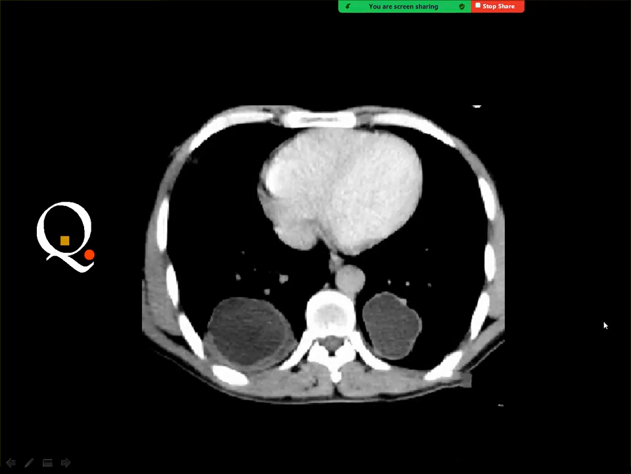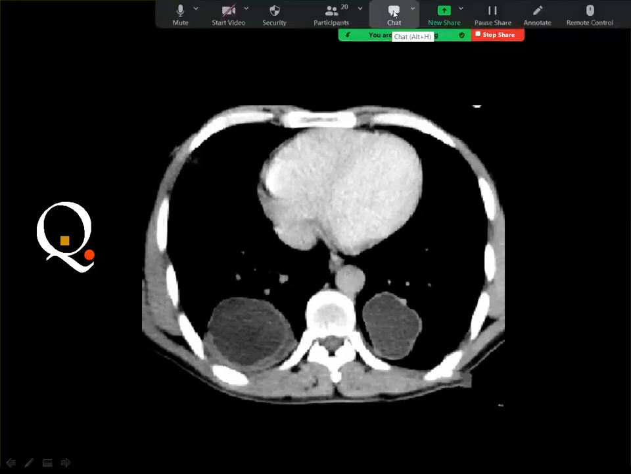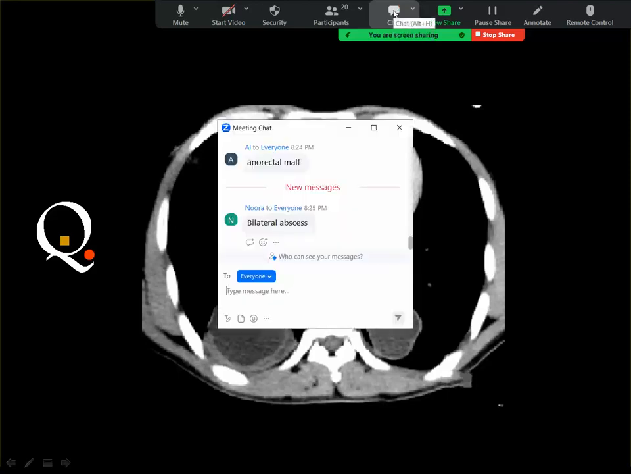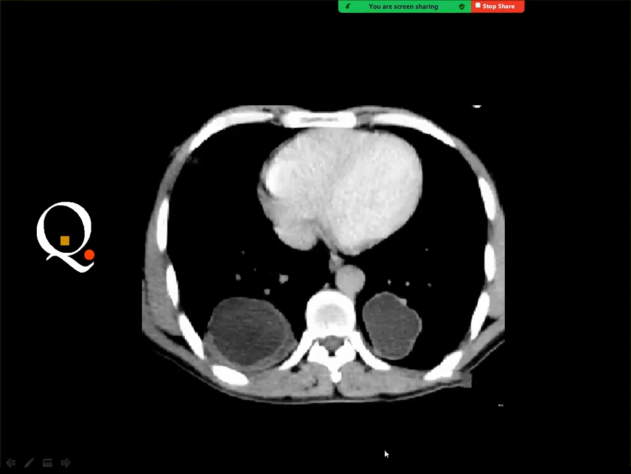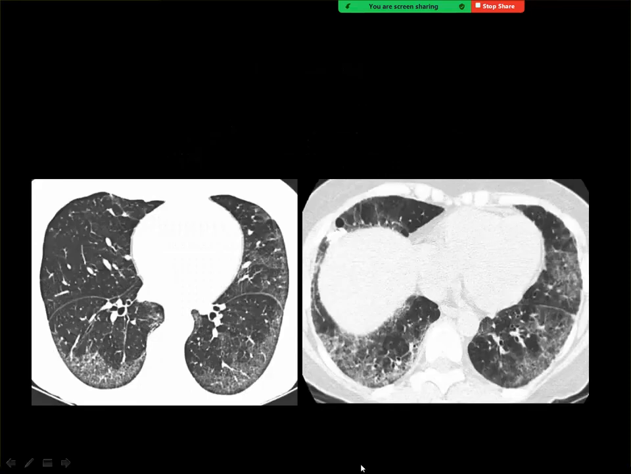CT chest of this child, and you got two lesions in the lung. Yes, and these are hydatid cysts, of course, because they are filled with water. They have thin margin. They do not enhance with contrast, and this is diagnostic of hydatid cysts.